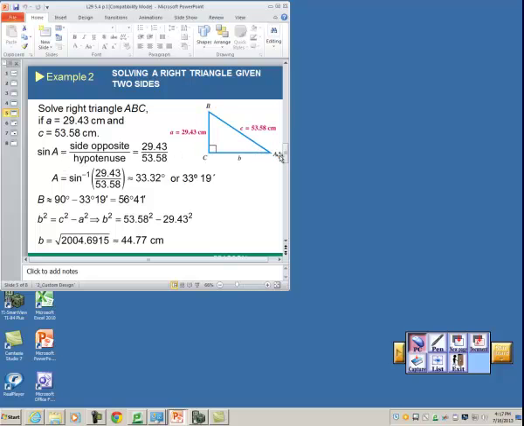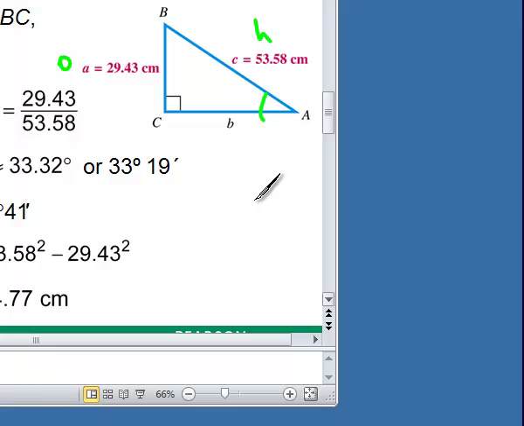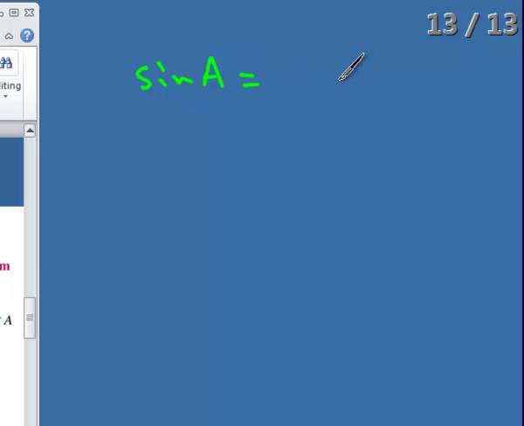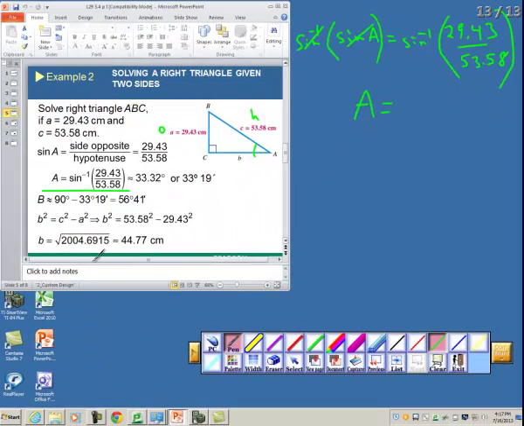So they looked at sine of angle A, opposite over hypotenuse, 29.43 over 53.58. So here's your sine of angle A equals 29.43 over 53.58. And here they apply the inverse sine to both sides. These two are inverses, so they cancel, and all you have left is angle A. And that's what this is here. When you apply that in a calculator, you get 33.32 degrees.